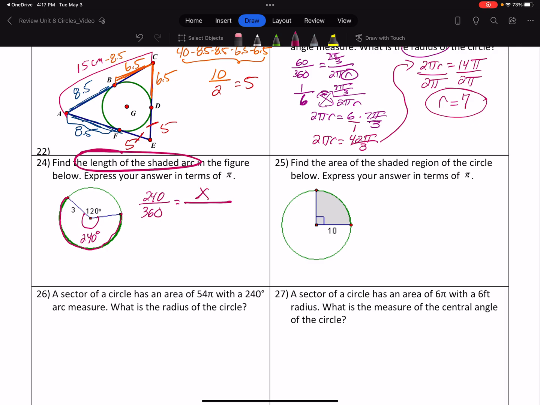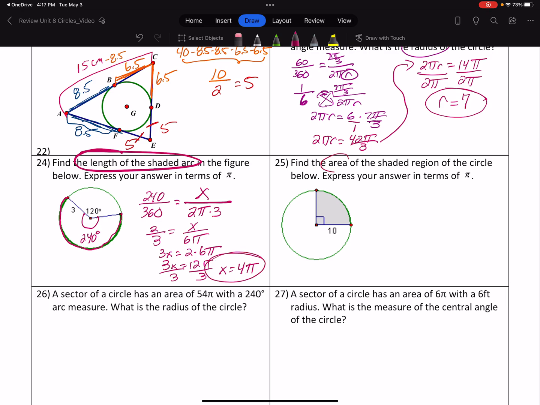Okay, over 2 times pi times my radius, which is 3. So 240 over 360 is 2/3, x over 6 pi. I cross multiply, I have 3x equals 2 times 6 pi. 3x is equal to 12 pi. Divide by 3. X is equal to 4 pi. And we have no units, so we can leave it.